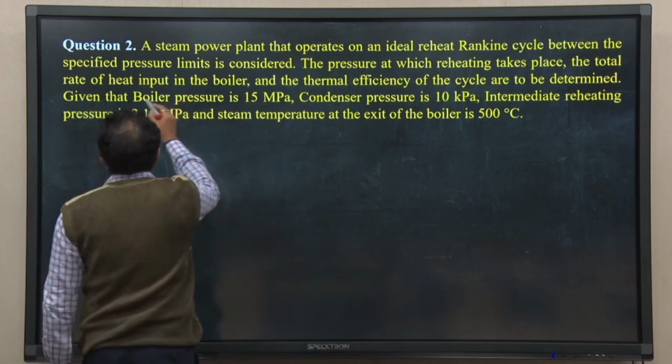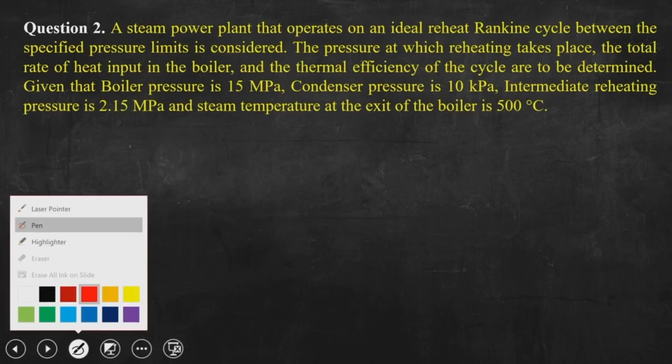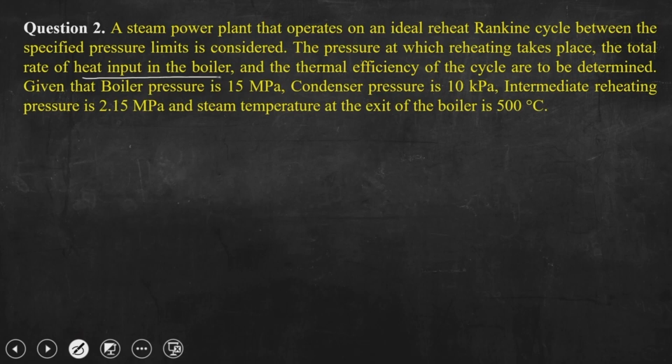So, I am underlining the quantities which we need to calculate. One is heat input in the boiler, and the other is the thermal efficiency of the cycle, these two. So, if we start solving this problem from here, it is given that it is an ideal reheat Rankine cycle, right.